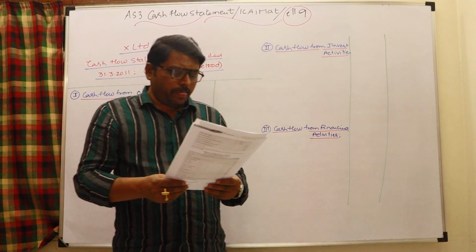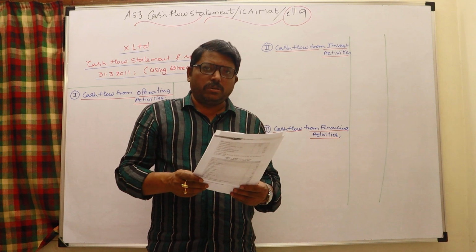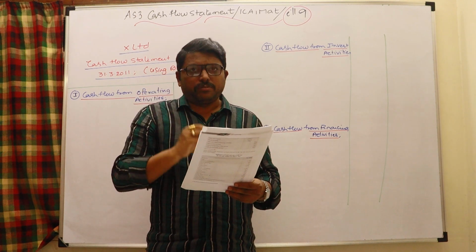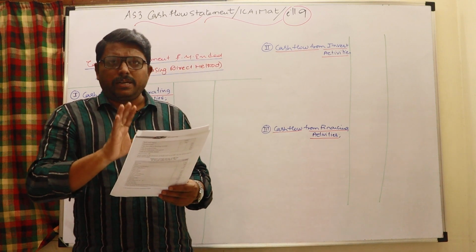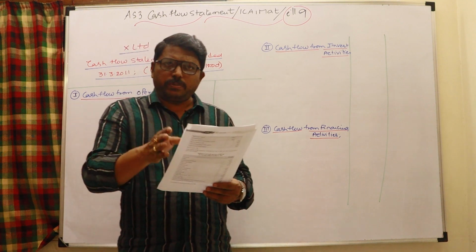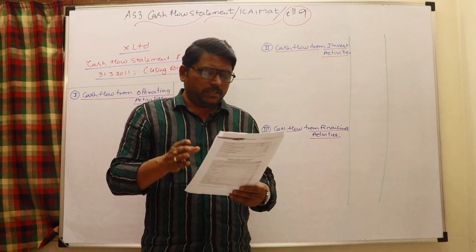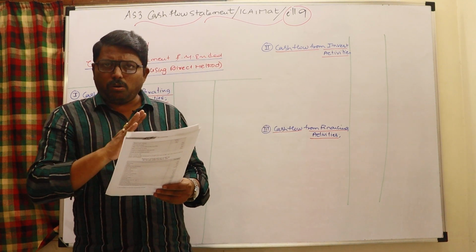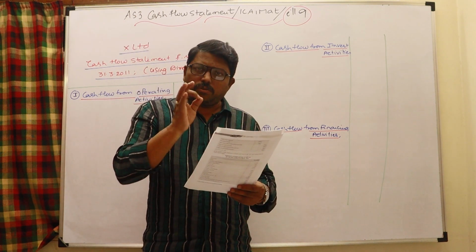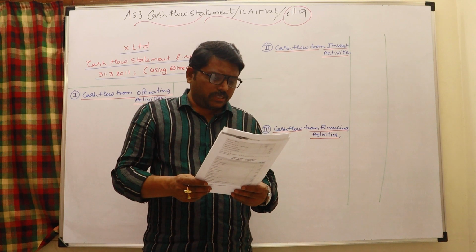Operating activity you can handle in two ways, direct and indirect method, but here you can work it out by the direct method itself, because cash received from debtors, cash paid to suppliers, operating expenses paid, taxes paid, and all that information is provided straight away through the cash book. So you can work out operating activity through the direct method.